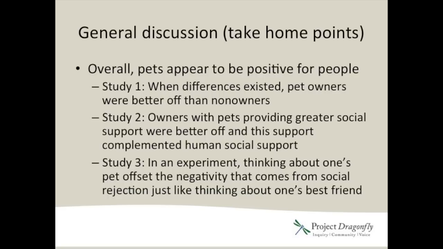And finally, Study 3 used an experiment where we randomly assigned people to conditions to show that thinking about one's pet offset the negativity that comes from social rejection. It's just like thinking about your best friend. So in the wake of social rejections, pets can actually reduce the negativity that people experience.